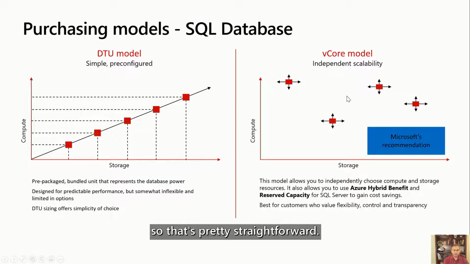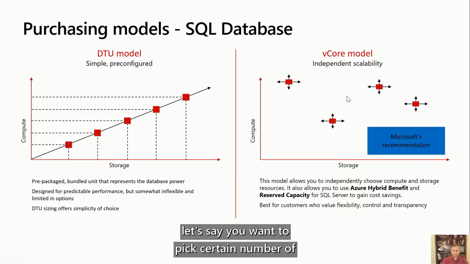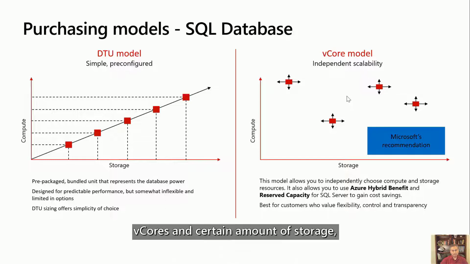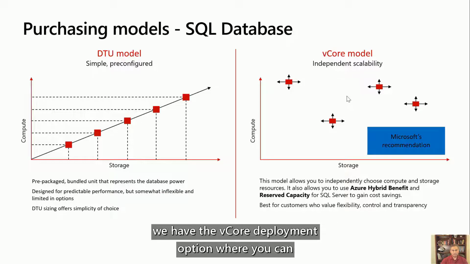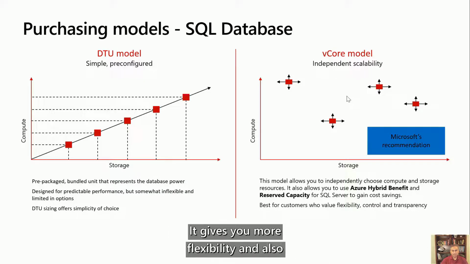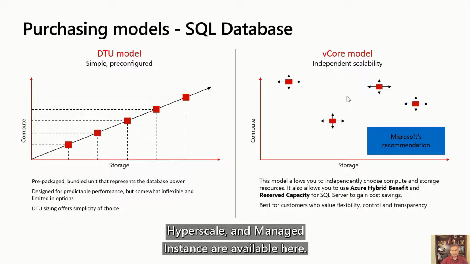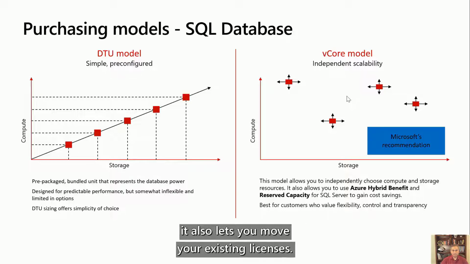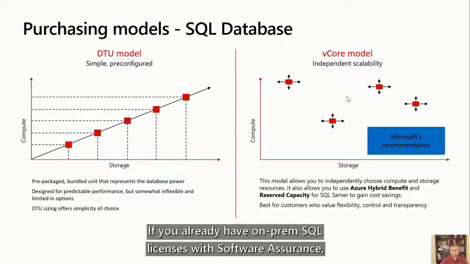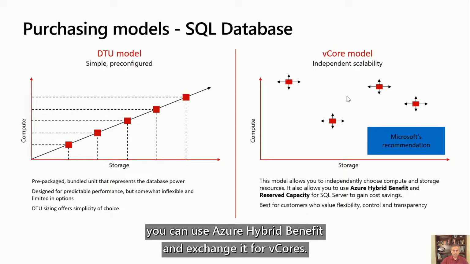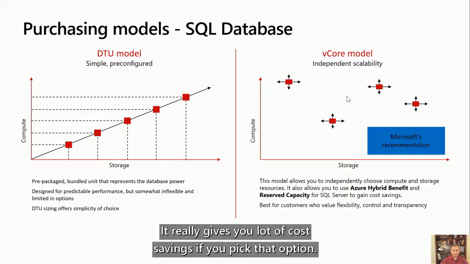So that's pretty straightforward. However, if you want more flexibility, let's say you want to pick a certain number of vCores and a certain amount of storage, we have the vCore deployment option where you can independently pick your compute and storage. It gives you more flexibility, and also some of our newer offerings such as serverless, hyperscale, and managed instance are available here. Another advantage of the vCore model is it also lets you move your existing licenses. If you already have on-prem SQL licenses with software assurance, you can use Azure Hybrid Benefit and exchange it for vCores. So it really gives you a lot of cost savings if you pick that option.